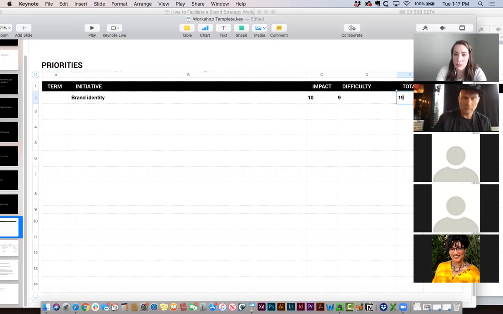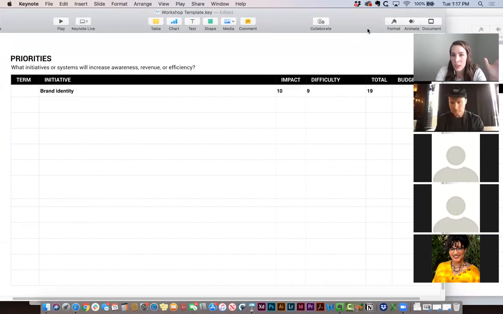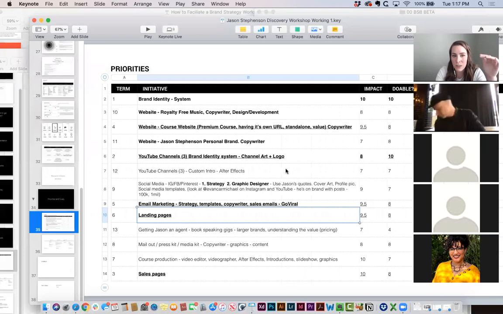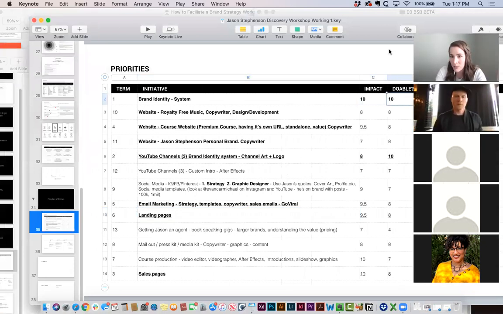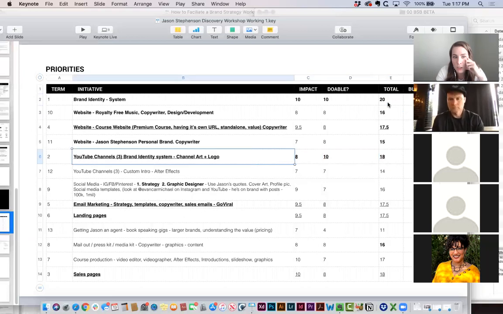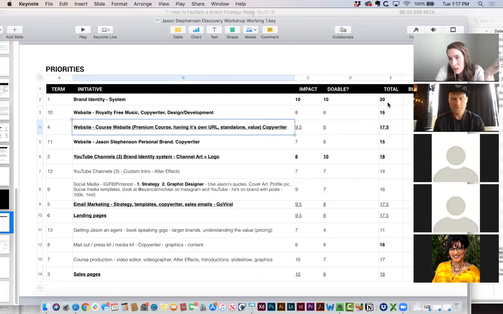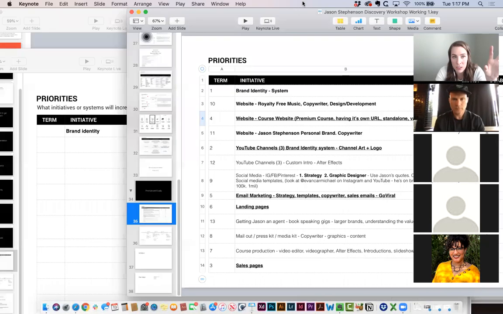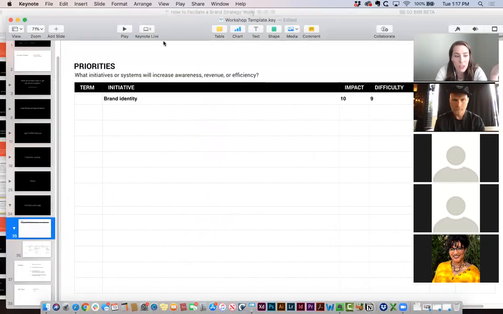Total is 19. It's a way to figure out where to put your efforts and what to do first. So you'll see here, we had some 20s that we had to work on first. We had one that was an 18. So the YouTube channel, get that set. We had some website stuff. So really you're just helping them prioritize their goals. I found this to be extremely confusing. I'm even getting confused telling it to you. So this is how I do it now.